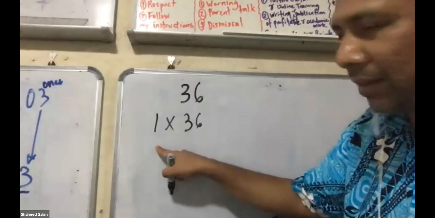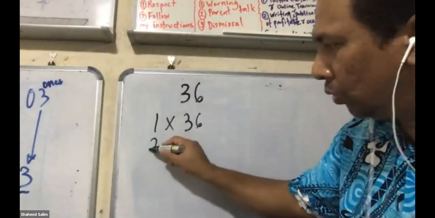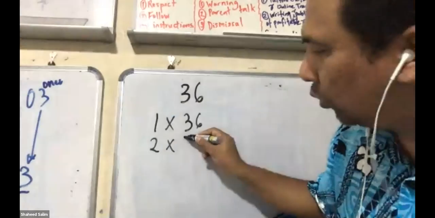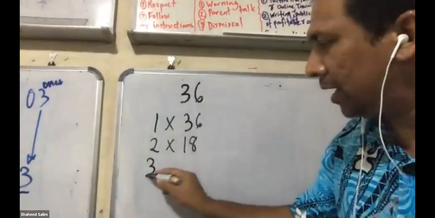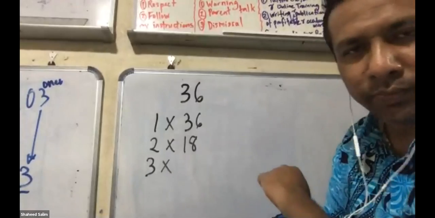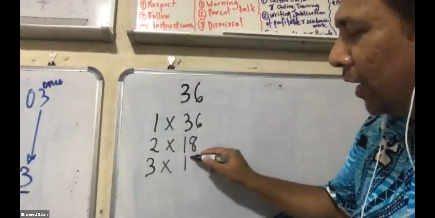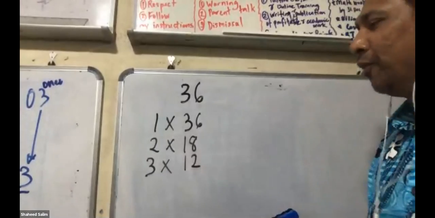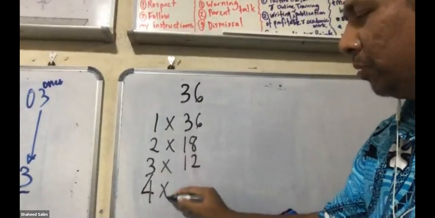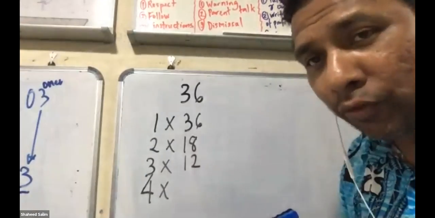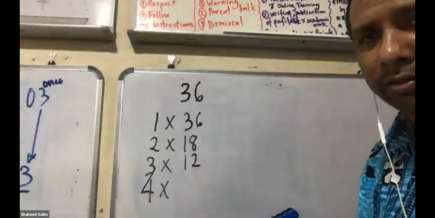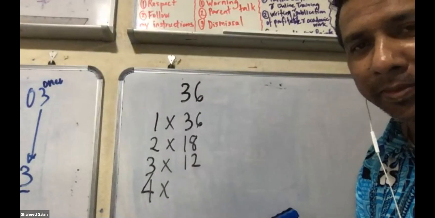Now increase this. Can 2 times something get 36? Actually, I'll give you the answer for this one, okay? 2 times 18. Can 3 times what equals 36? Anyone knows? 3 times 12. Okay, never mind. Don't worry. 4, this one you know, this is your 10 timetable. 4 times what equals 36? 4 times 10, 40. 4 times 9, 36.